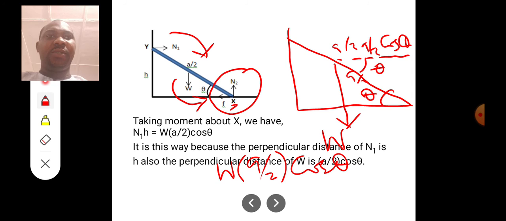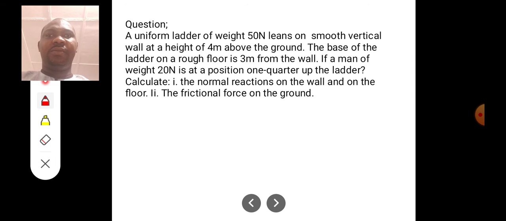So that leads us to a question. Here it says a uniform ladder of weight 50 newtons leans on a smooth vertical wall at a height of 4 meters above the ground. So the height of the ladder above the ground is 4 meters. The base of the ladder on the rough floor is 3 meters from the wall. If a man of 20 newtons is at a position of 1/4 up the ladder, calculate the normal reaction on the wall and on the floor. Then we are asked to find the frictional force on the ground.